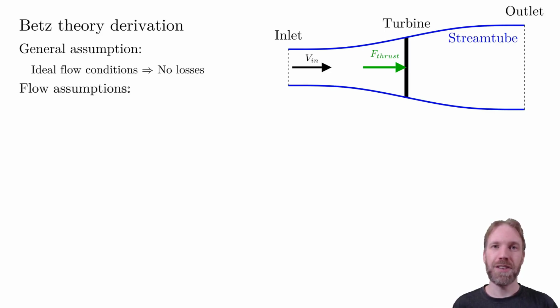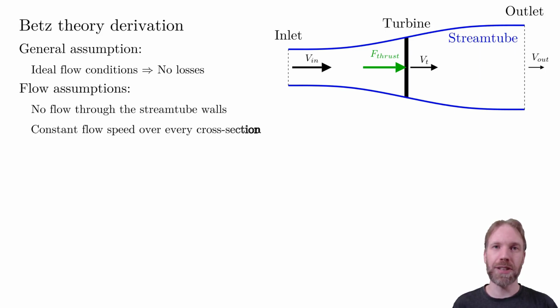For the flow, we will assume the following. No flow through the stream tube walls. This gives us 3 distinct flow velocities. First is the inlet velocity V in. We have the velocity at the turbine disk, which we call Vt. And finally, the outlet velocity, which we call V out. Constant flow speed over every cross-section, so that the flow at the turbine is the same for the entire turbine surface. Similarly, there's only one speed at the entire inlet and one at the entire outlet.